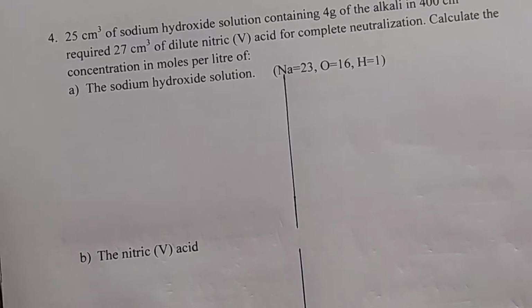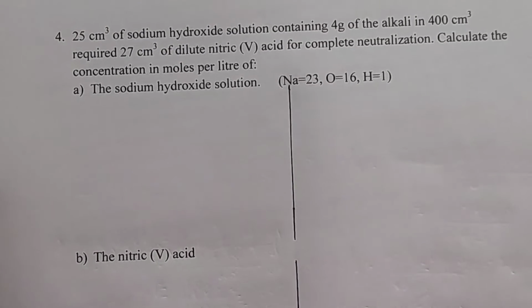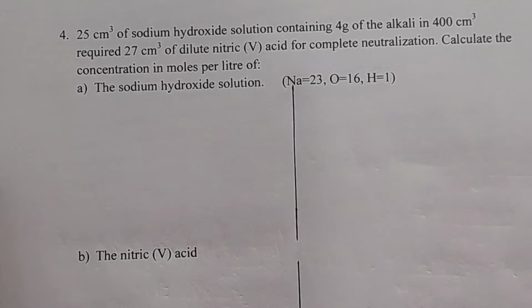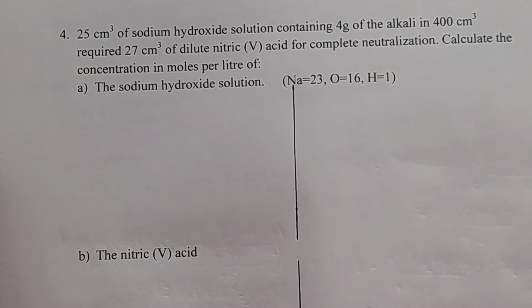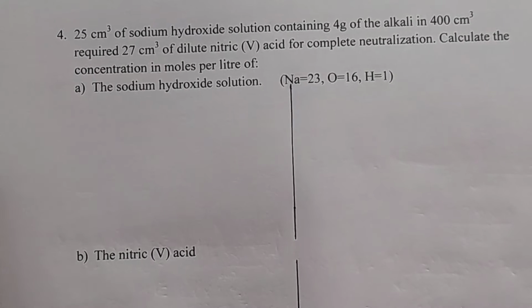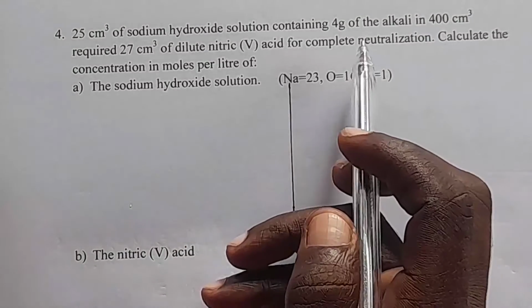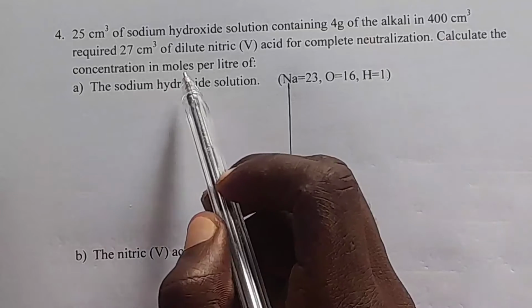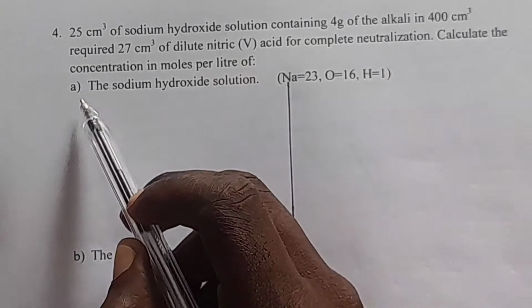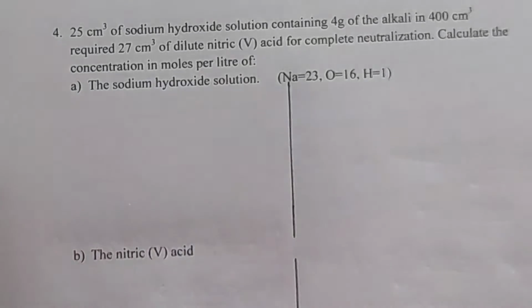Question 4, we are told 25 centimeter cube of sodium hydroxide solution containing 4 gram of the alkali in 400 centimeter cube required 27 centimeter cube of dilute nitric acid for complete neutralization. Calculate the concentration in moles per liter of part A of the question, the sodium hydroxide solution.